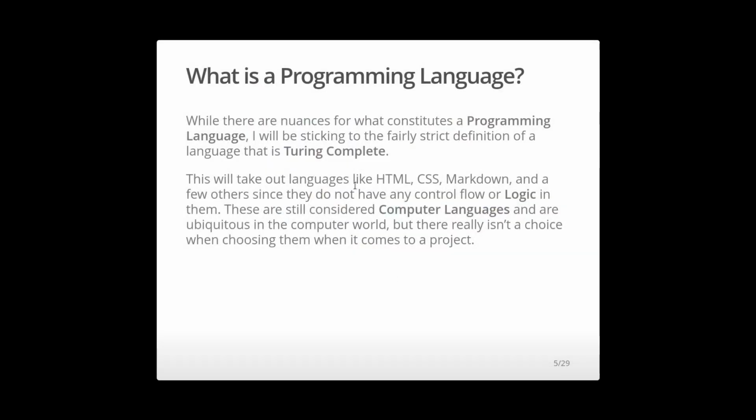So what is a programming language? There are nuances on this, but a programming language, in this talk, will be anything that's Turing complete. So when something is Turing complete, if A is Turing complete and B is Turing complete, they could technically do the same things, but I'll talk more about that on the next page.